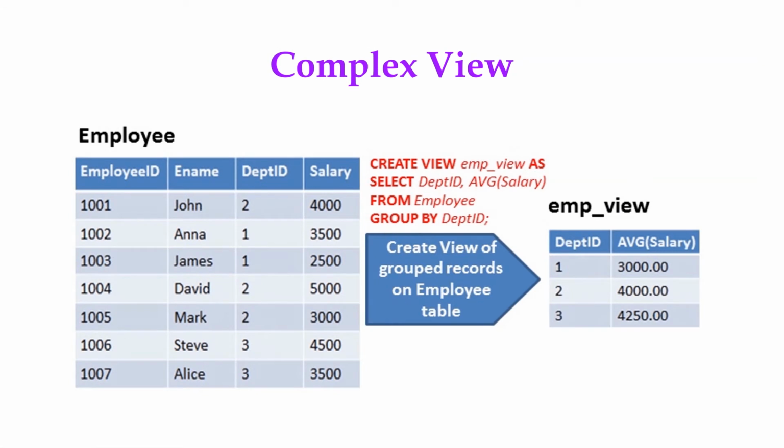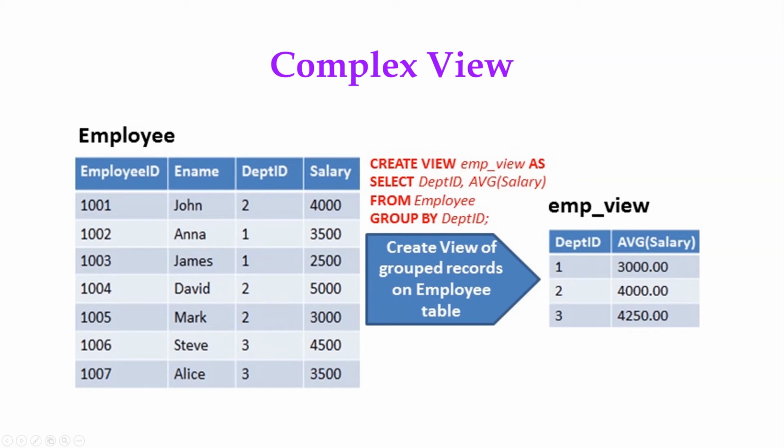Now complex view means, as I have already told you, I will apply some aggregate function and group by function to the attributes. So in the employee table, I am creating a view called employee view by selecting the department ID and salary. That too I am choosing average of the salary, from the employee relation, grouping by department ID. So whenever I use group by department ID, I will arrange it in the ascending order, and along with that ascending order I will display the average of the salary.